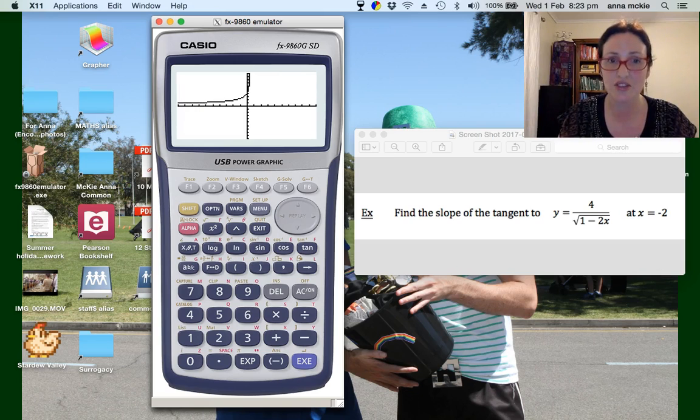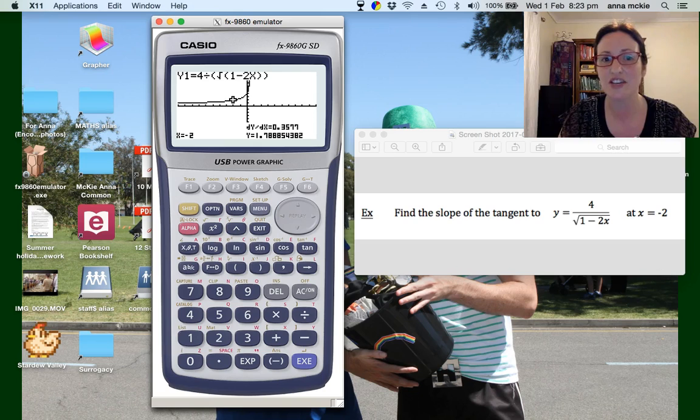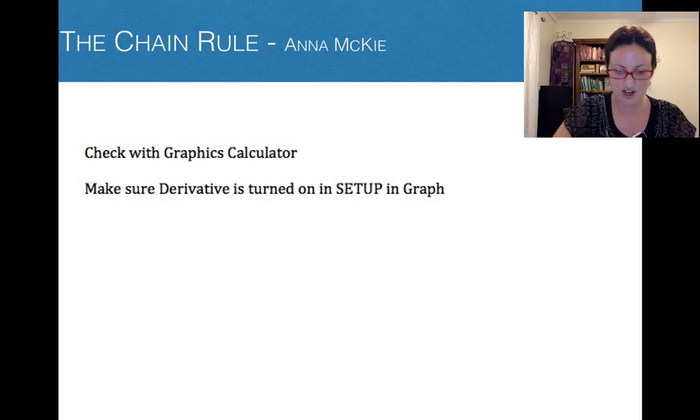And now graph. Now to check the answer that we got, which was the 0.36, we're going to be approximately correct. Shift trace will do this for you. Gsolve doesn't put the derivative on as far as I know. Type in -2 because it was at the point -2, enter, and here you'll see dy by dx, and we have 0.3577, which should be the answer that we're after. So that's how to check it with your calculator. Just to cross check this now.